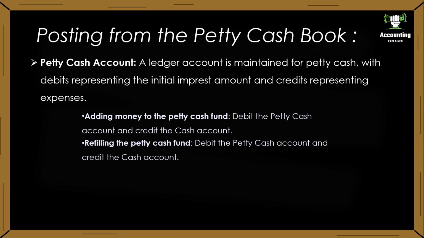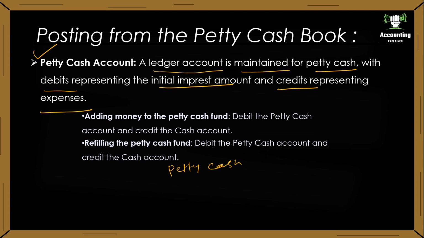After we have found out the balance for the petty cash book, we will open an account called petty cash account. A ledger account is maintained for petty cash with debits representing the initial imprest amount and the credits representing expenses. So now we have found out the balance of petty cash book. After that, we will open an account called petty cash account.